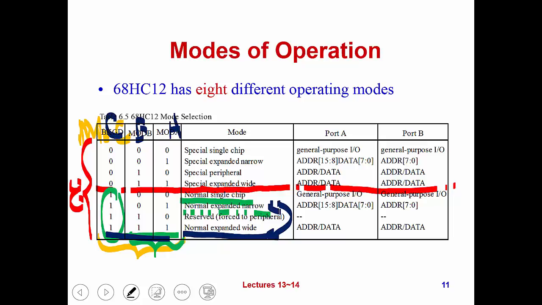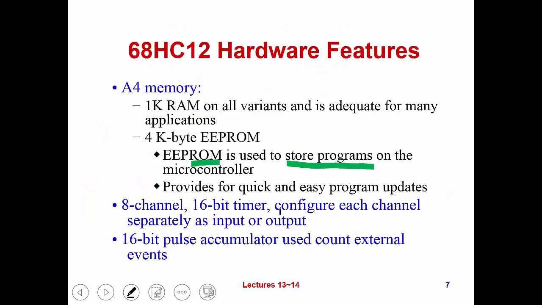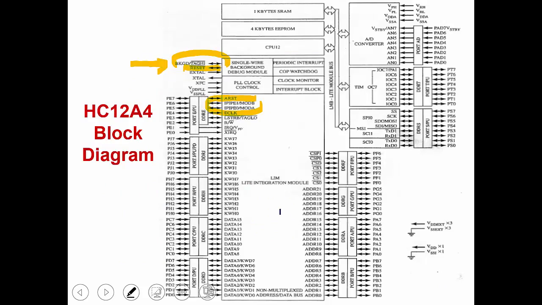So what's the main difference? Let me show you. For example, let's talk about port A. Where's port A? We can get back to the block diagram and see where port A is. Port A, they are here. Those are port A.